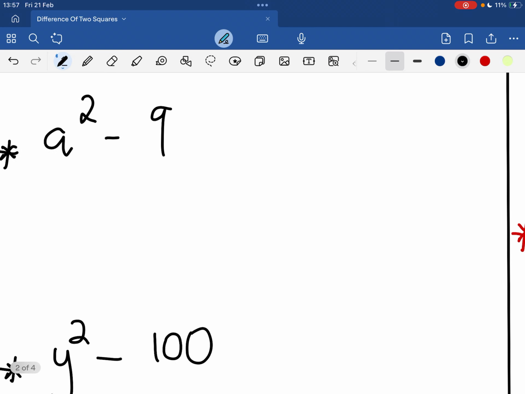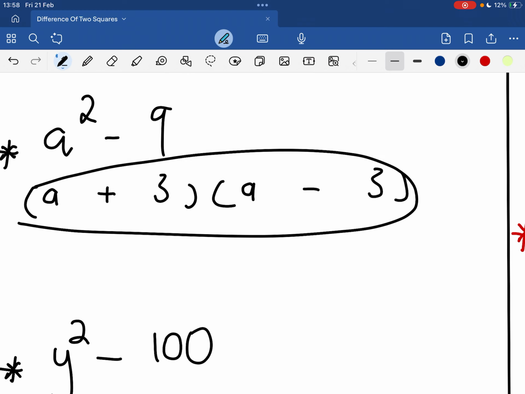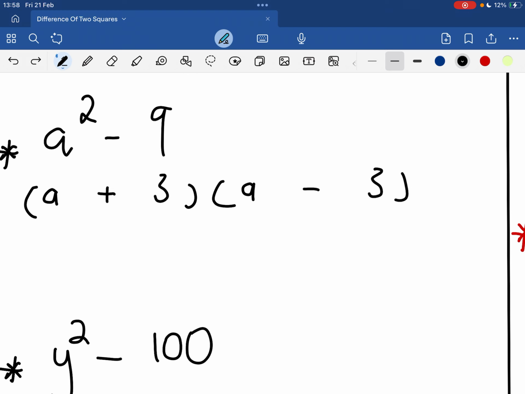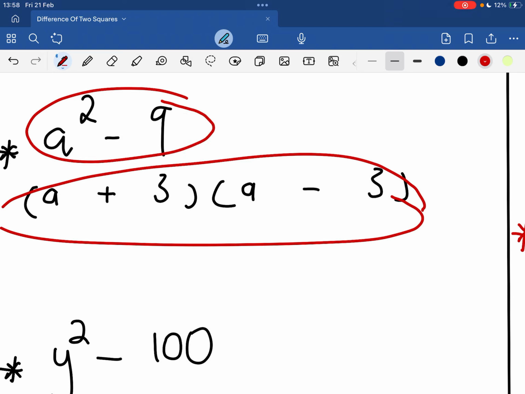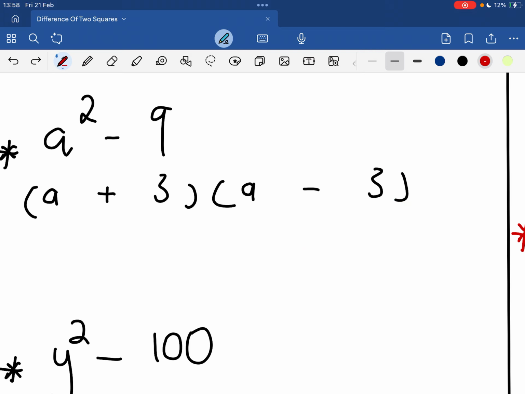What if we had a squared minus 9? We would open two brackets, would put a here and a there, and the square root of 9 is 3, so we'd put 3 here and 3 there, a plus and a minus. That's now factorized. You can try to simplify this and see if you get the question back. Because remember, like we said, factorization and simplification are opposites, and so we can always simplify our answer to see if we get the question back, and if we do, that's when we know we've factorized correctly.